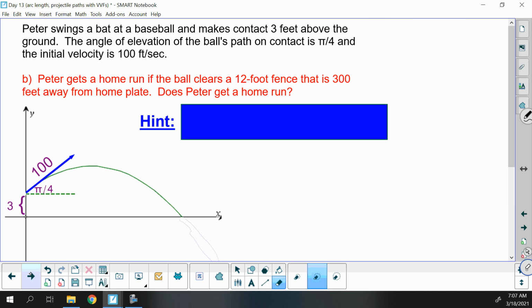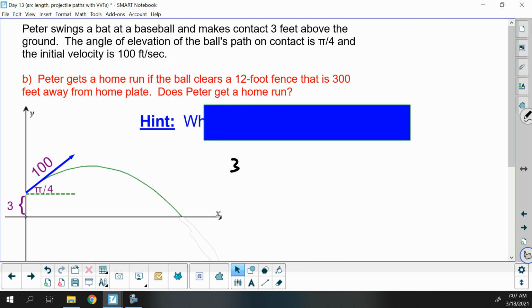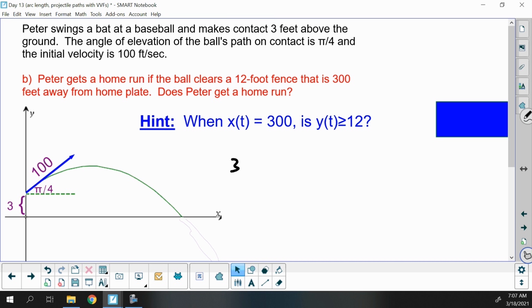So same scenario, but now we want to know if Peter will get a home run. At the home run fence, it's 12 feet, and it's 300 feet away from home plate. So basically what we need to know is how high is the ball when it reaches the 300-foot mark. Well, 300 feet is a horizontal distance. So in case you were wondering, this just wants to know when x is 300, is our y 12 feet or greater?